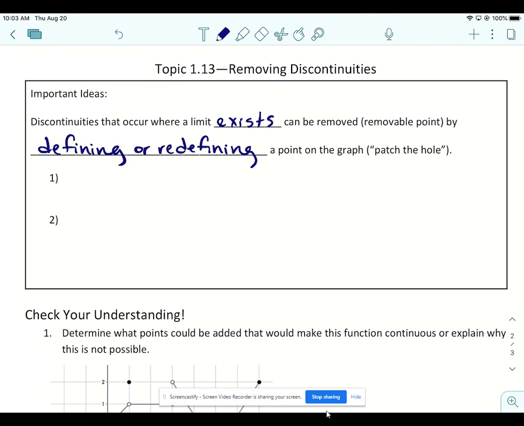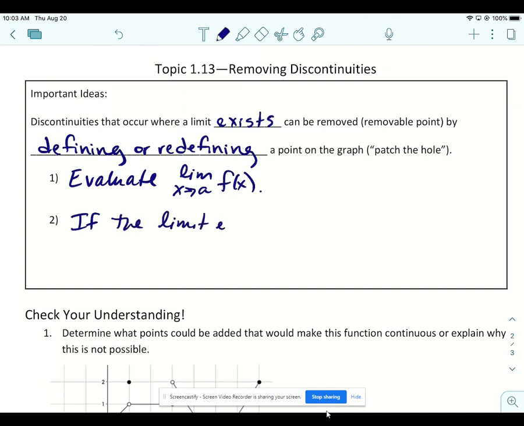All right, so there's two things we need to do. We need to evaluate the limit as x approaches a of f of x. Where that limit doesn't exist, we can't remove the discontinuity. If it does exist, we're going to define f of a to be whatever you got when you took the limit.